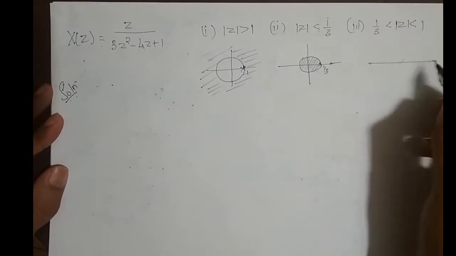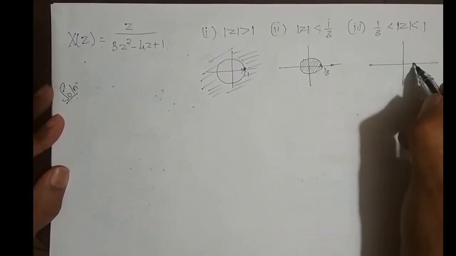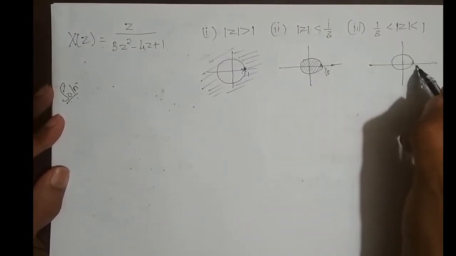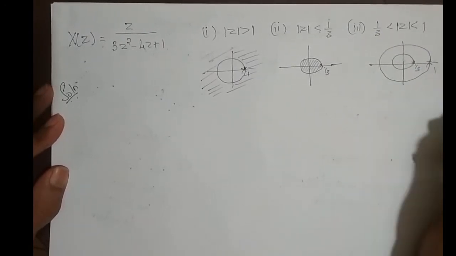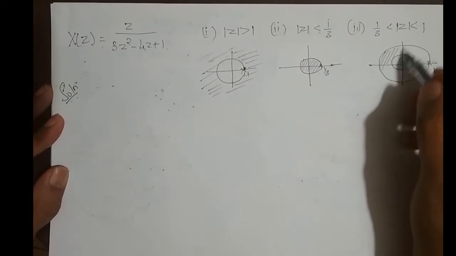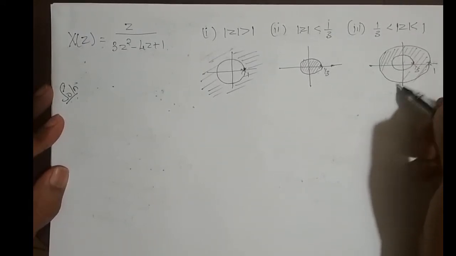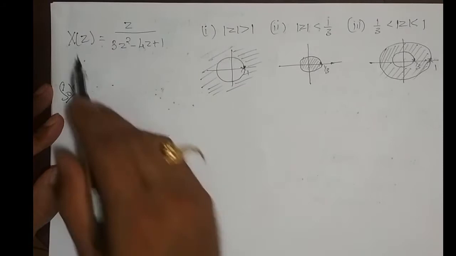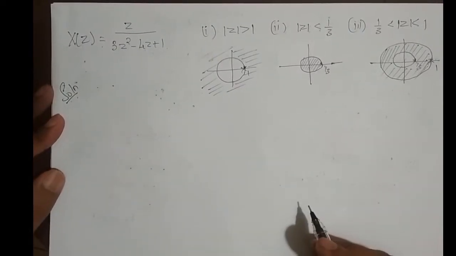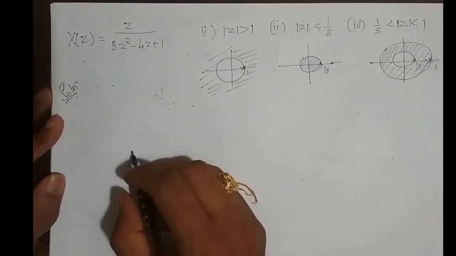Okay, the third case, I have two circles. One is at pole 1/3 and the other one is at pole 1, and the ROC is in between 1/3 and 1. So, these are the three ROCs for which we have to get the inverse Z transform of this sequence. So, we will see one by one. Okay.